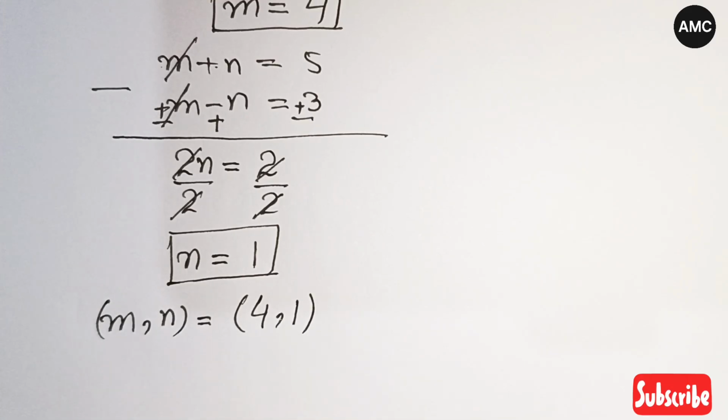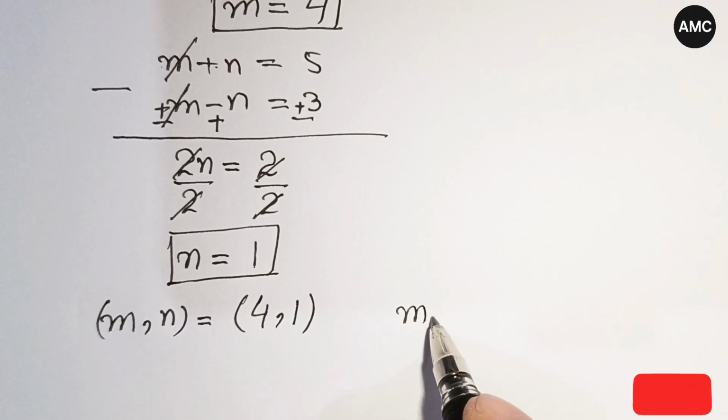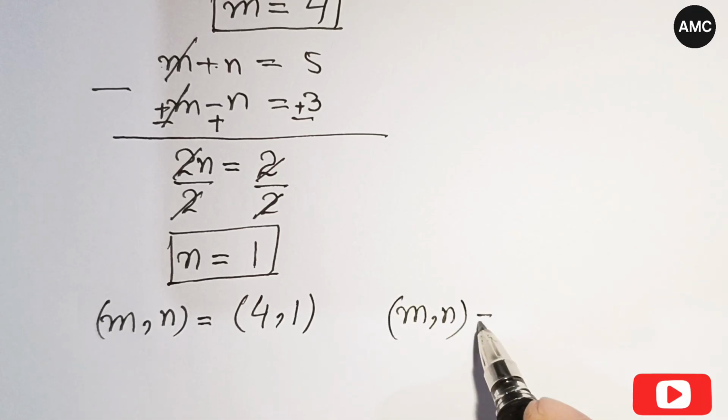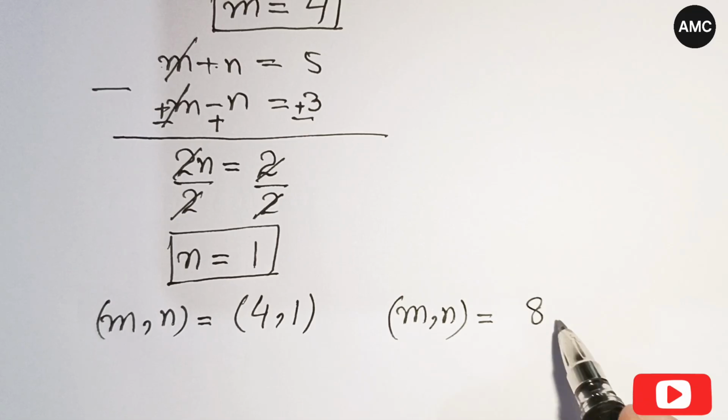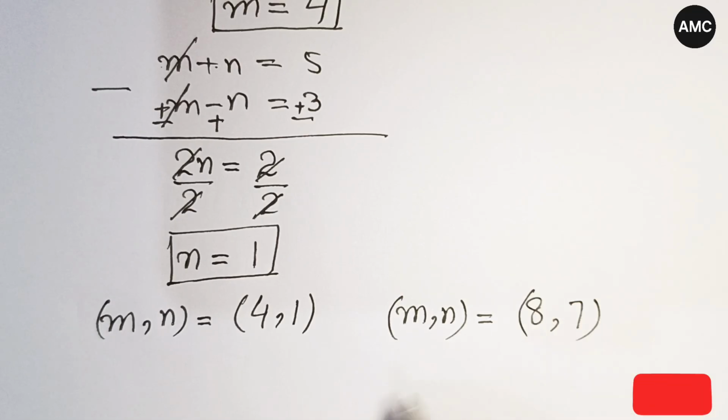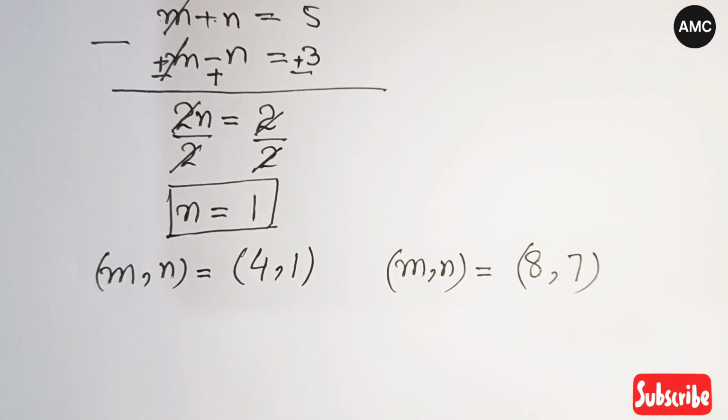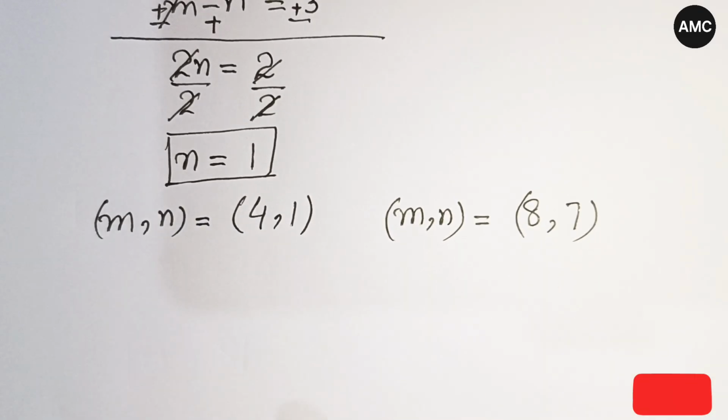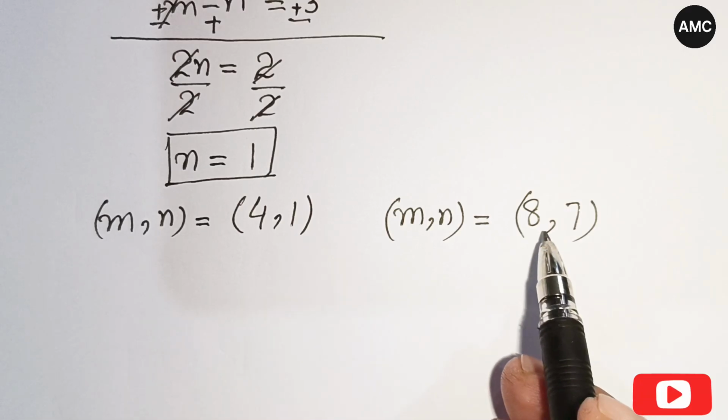Now we have two pairs, that our first pair is m, n is equal to 8 and 7. So it is our final answer. The value of m and n is 4 and 1, similarly 8 and 7.